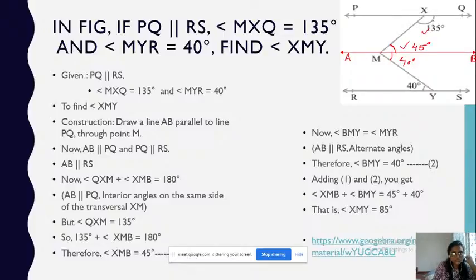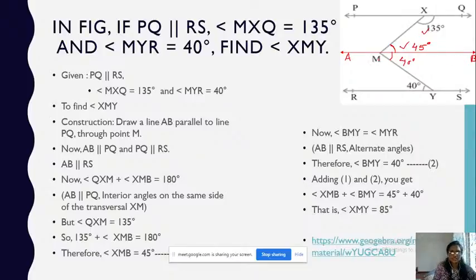But here I just used the theorem which states that if two lines are parallel, then the interior angles on the same side of the transversal are supplementary. By that, I got angle QXM plus angle XMP equal to 180 degrees. So from that, I got angle XMP to be 45 degrees.